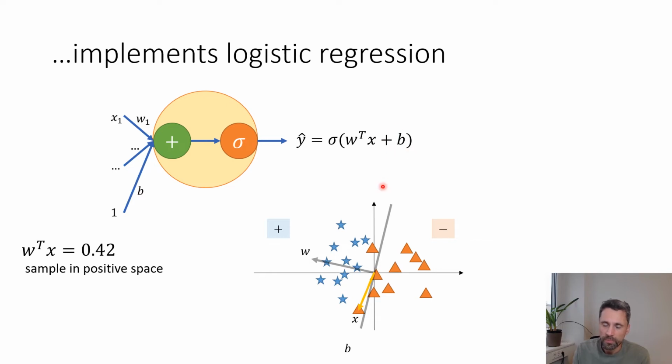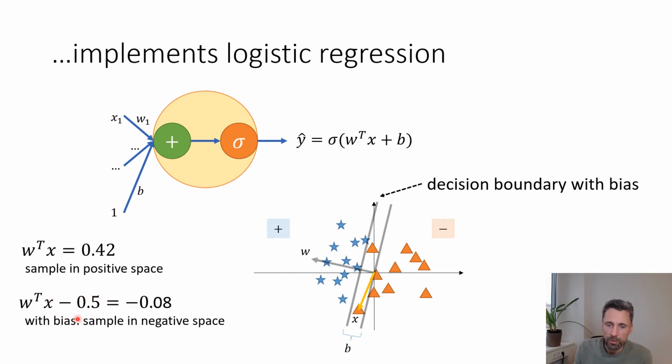And b now can be tuned, right? It's another parameter to subtract something here, essentially shifting this decision boundary up towards w, so that some samples that previously have been lying in this positive subspace are now in the negative subspace, right? So we can optimize w and b to create a decision boundary such that all those stars and all those triangles are optimally separated. And we call this logistic regression.